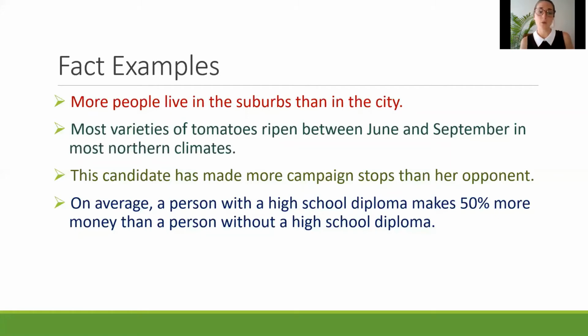Second one, most varieties of tomatoes ripen between June and September in most northern climates. All right, so this is something that we could prove, right? We could say here are the varieties of tomatoes. Of these varieties, show that a majority of them ripen between June and September, and we could show that that particularly happens in northern climates, which we could give a definition to. Maybe we say that's above a certain point.